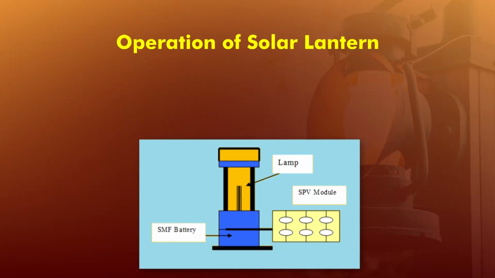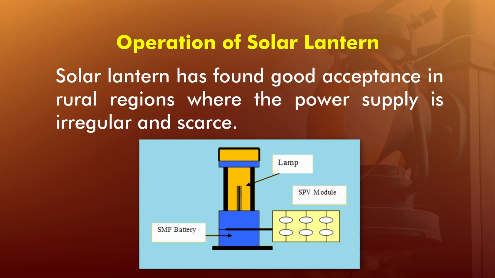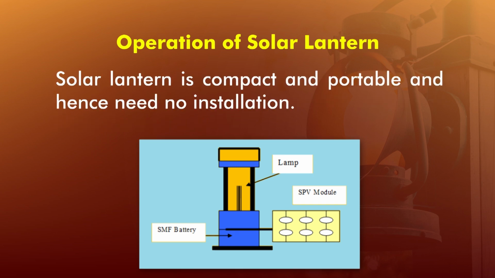Now we will explain the operation of the solar lantern. A solar lantern is a simple application of solar photovoltaic technology which has found good acceptance in the rural regions where the power supply is irregular and scarce. Solar lantern is compact and portable and hence needs no installation. The PV module is placed in the sun during the day and is connected through a cable to the lantern unit. The incident solar radiation is converted into electricity which in turn charges the battery, indicated by the green LED light, and at night the battery provides power to the lamp.